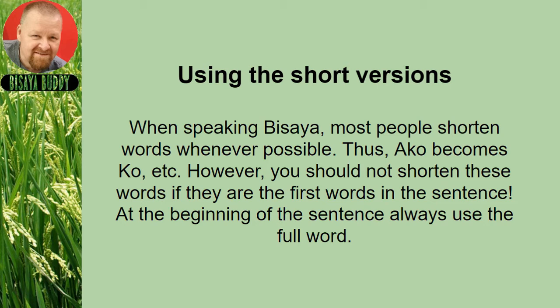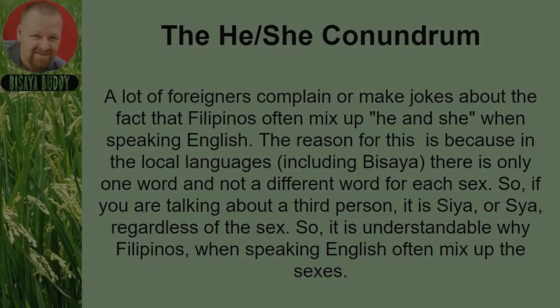However, you should not shorten these words if they are going to be the first words in the sentence. At the beginning of the sentence, always use the full word. So don't say ko, say ako. Or whatever the word is. If it's you, say ikaw, if it's the first word of the sentence. Otherwise, you'll probably always say ka.